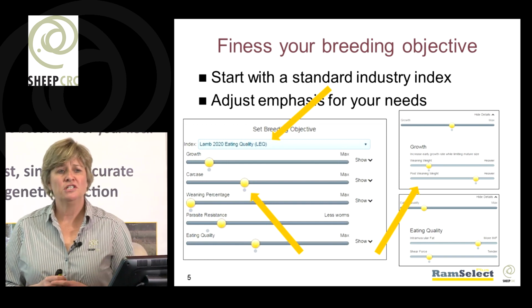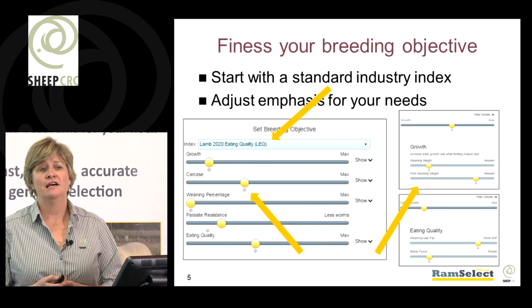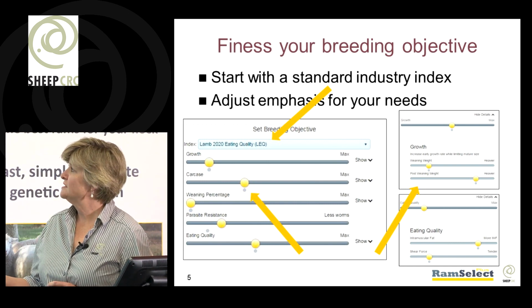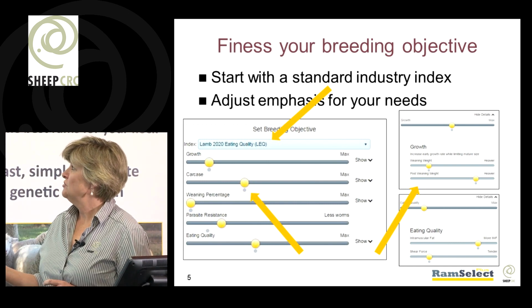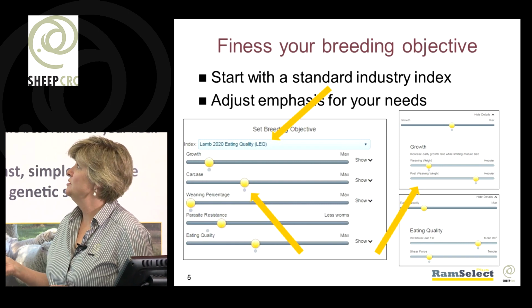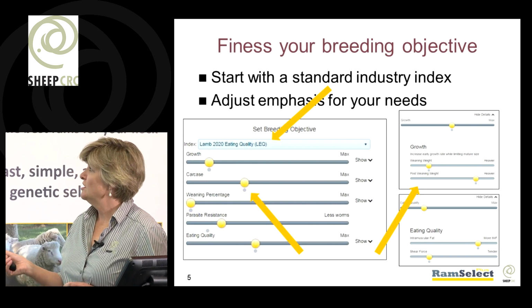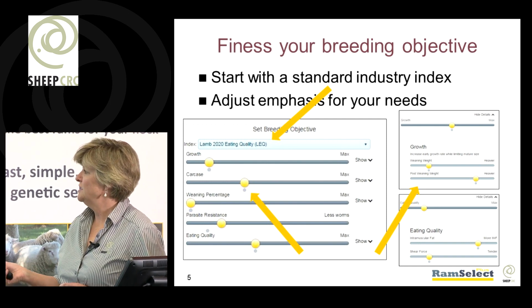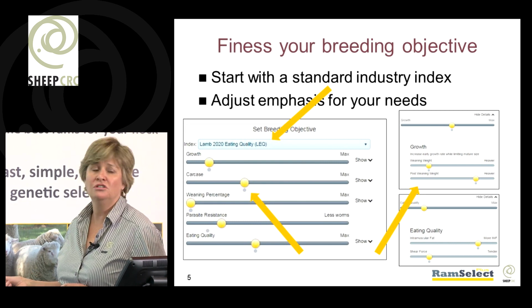If you want to go into the detail of single individual Australian sheep breeding values, you can open up the show button to the right-hand side of the sliders, and that'll show you the individual traits. So here I've opened up the growth slider, and you can see I can adjust the balance between weaning weight and post-weaning weight. And in this lower example, I've opened the slider for eating quality, and we could adjust the balance of emphasis between intramuscular fat and shear force.